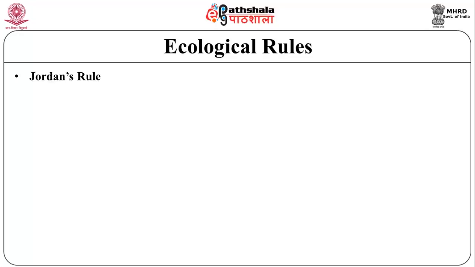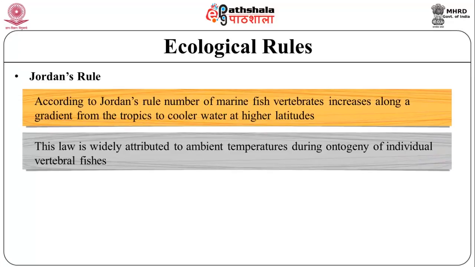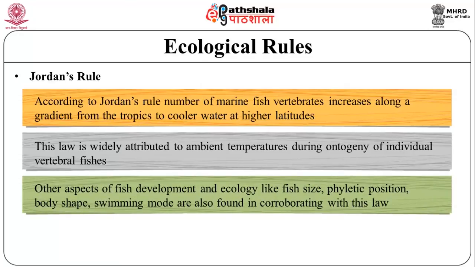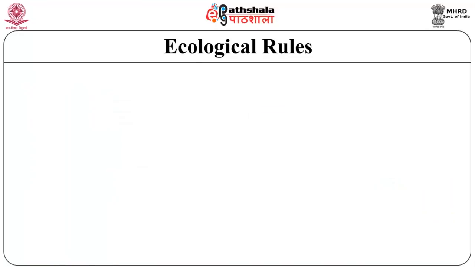Now we'll talk about another rule called Jordan's rule. According to Jordan's rule, the number of marine fish vertebrae increases along a gradient from the tropics to cooler water at higher latitudes. This law is widely attributed to ambient temperatures during ontogeny of individual fishes. Other aspects of fish development and ecology, like fish size, phyletic position, body shape, and swimming mode, are also found to corroborate this law. The number of vertebrae is a meristic character widely used in fish taxonomy and diversity studies.